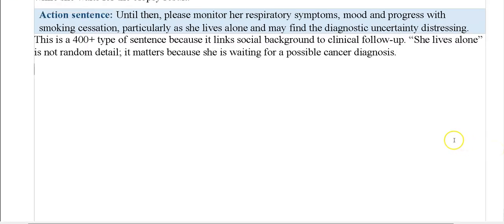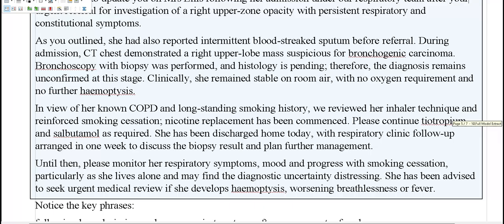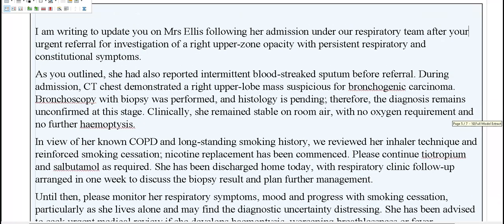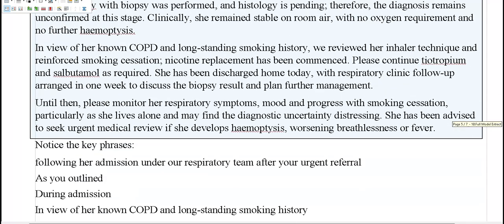Now we've got some extracts. Let me just pause this. Okay, so we can see I'm writing to update you on Mrs Ellis following her admission under our respiratory team after your urgent referral. Okay, as you outlined, she had also reported, in view of her known COPD, long-standing smoking history. Yeah, until then, please monitor her respiratory symptoms. Okay, so you can pause this and read the whole thing. Okay, so that's not bad, yeah.